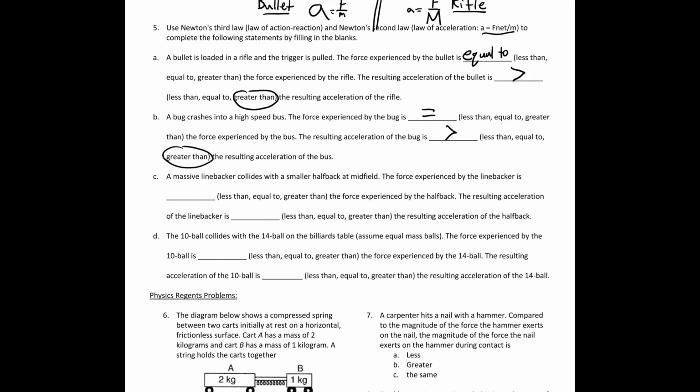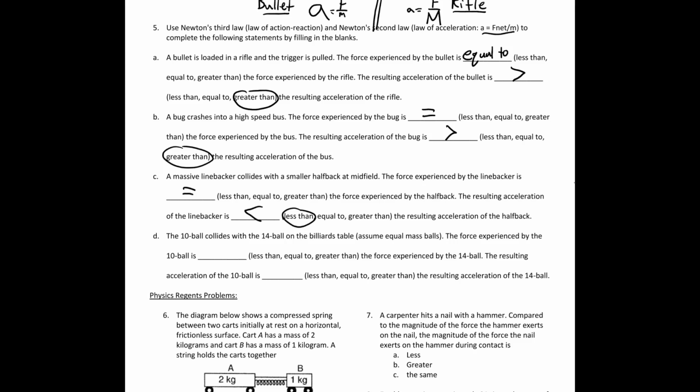A massive linebacker collides with a smaller halfback at midfield. The force experienced by the linebacker is going to be equal to the force experienced by the halfback. The resulting acceleration of the linebacker is blank the resulting acceleration of the halfback. The question says the linebacker is more massive than this smaller halfback. So the linebacker is going to accelerate less than the halfback because he's more massive. So the thing that has more mass has less acceleration. The thing that has less mass has more acceleration.